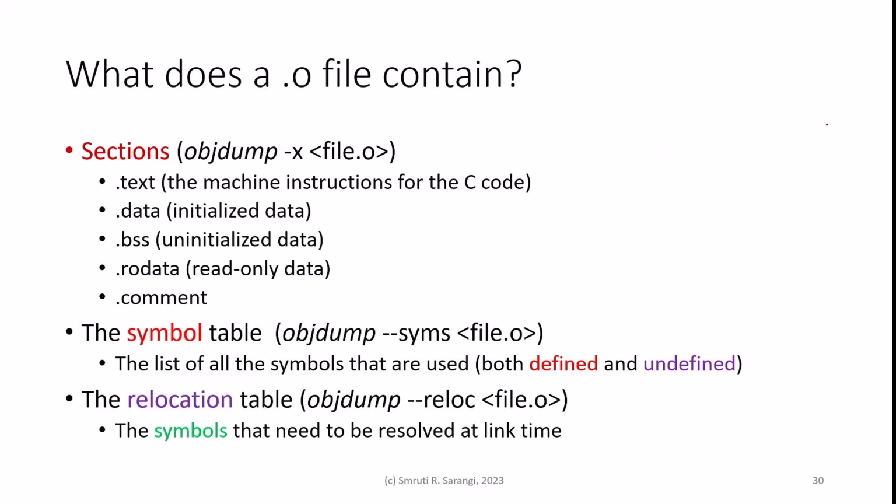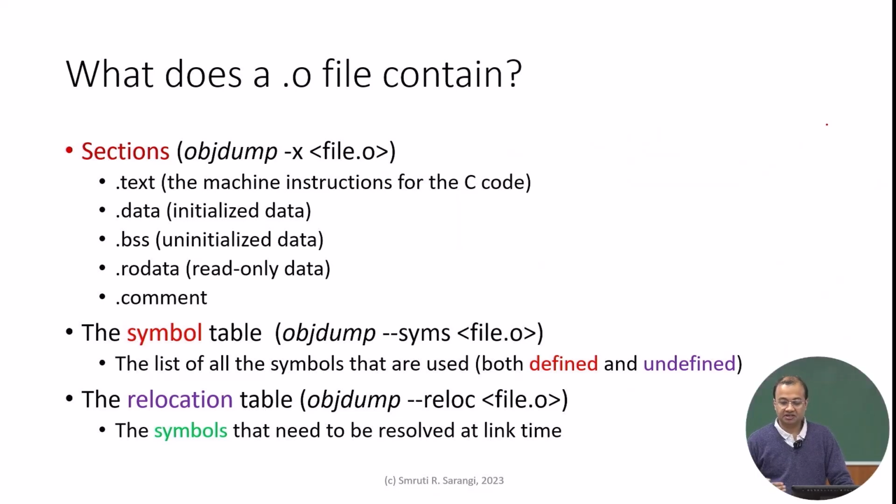So what does a .o file contain? You can run the objdump command and look at what a .o file contains. You will see that it actually contains multiple sections. It is split into multiple sections. The .text section contains the machine instructions corresponding to the C code.